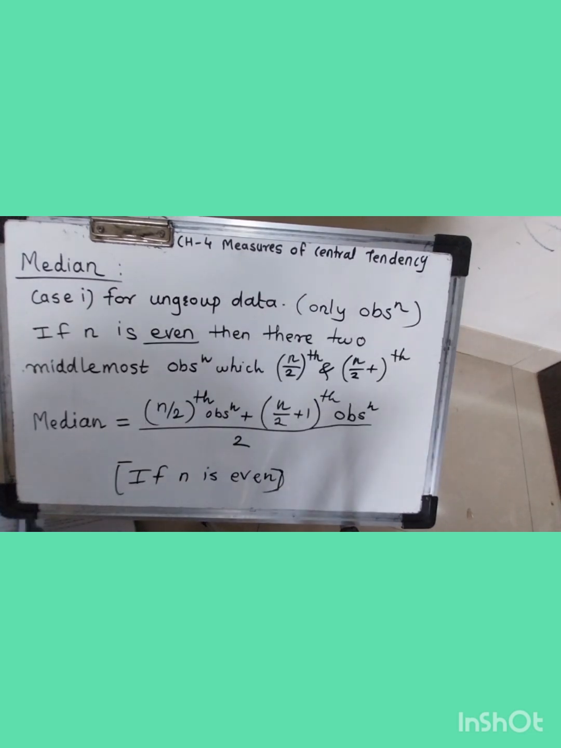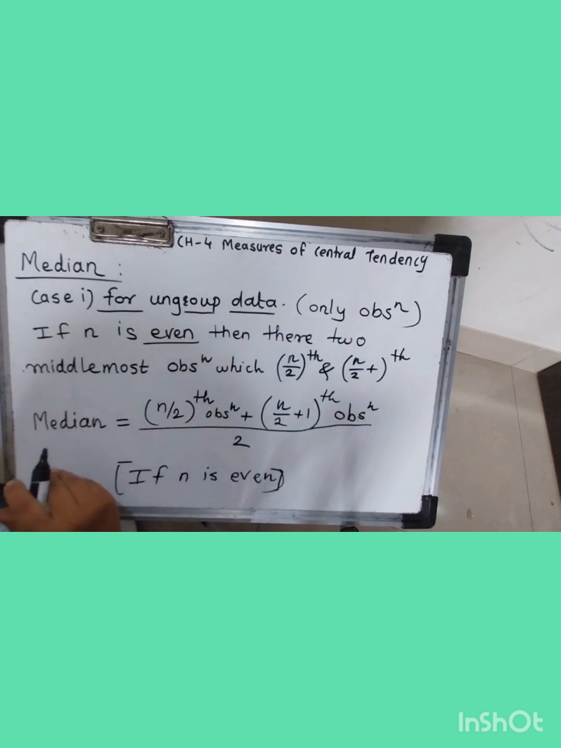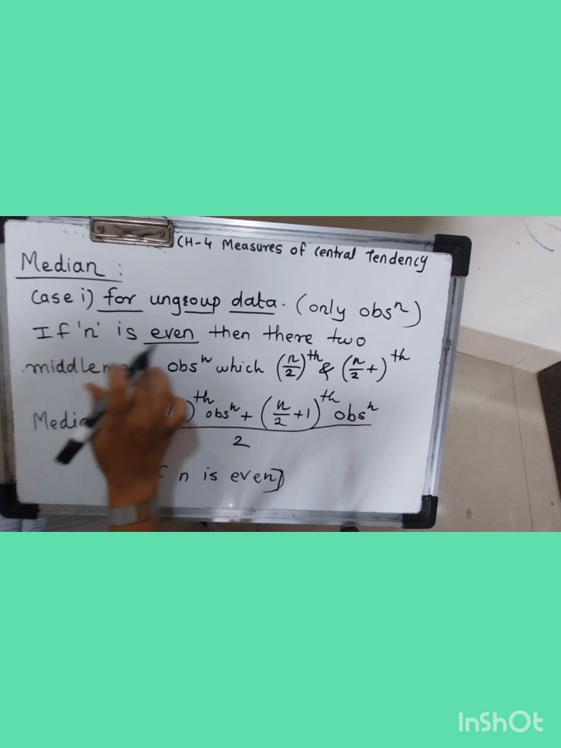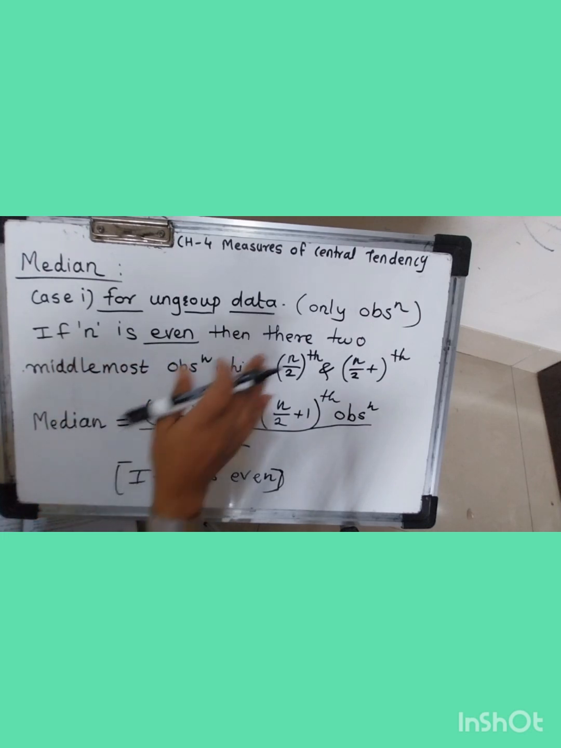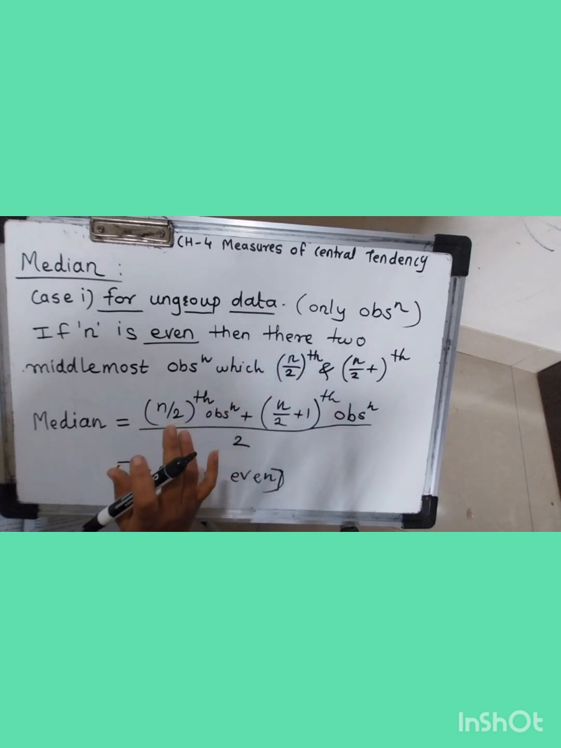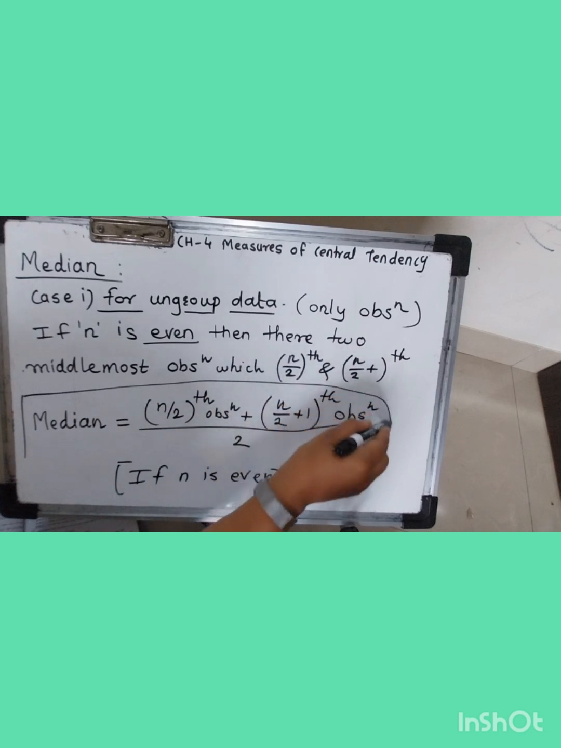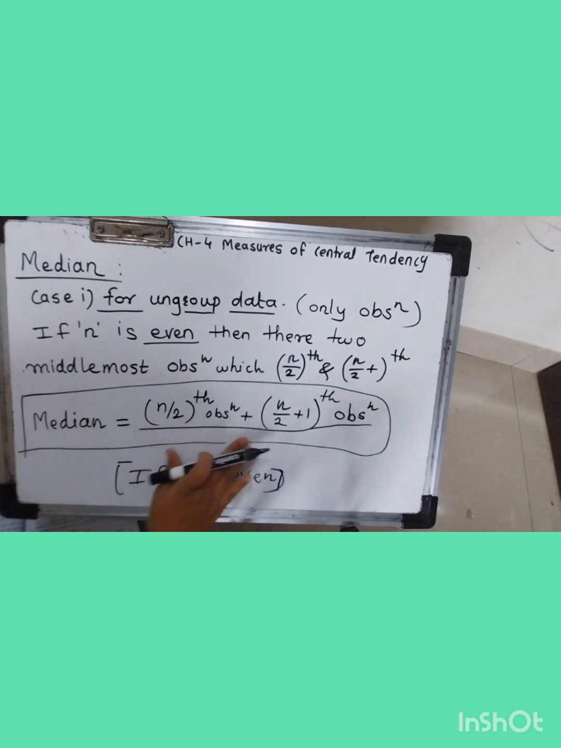Next is the same case, ungrouped data. If data is given and n, the number of observations, is an even number, then there are two middlemost observations, which are the n by 2 and n by 2 plus 1. So how to find the median? Median is equal to the n by 2th observation plus the (n by 2 plus 1)th observation, divided by 2, if n is even. We'll see by example.